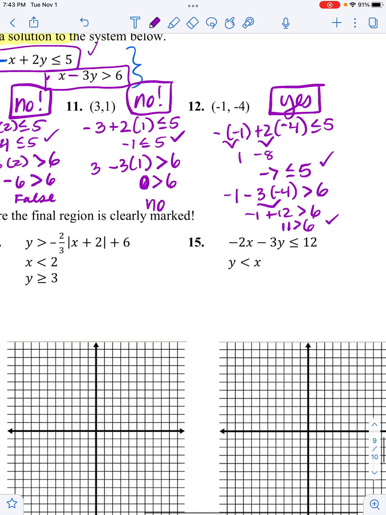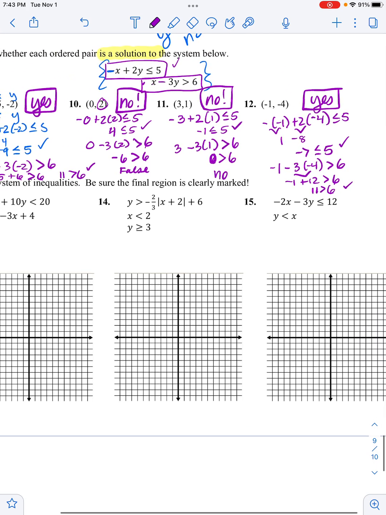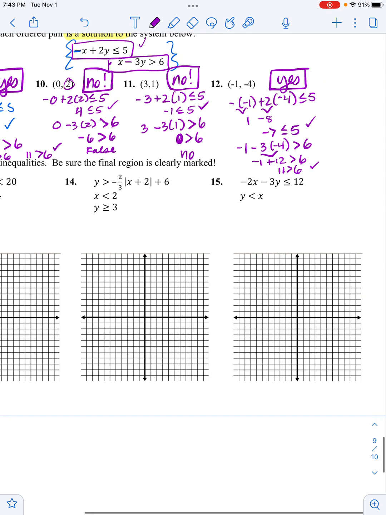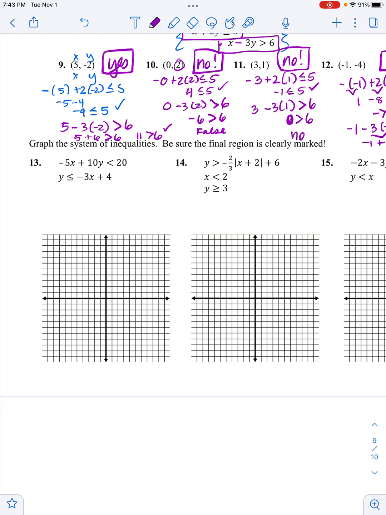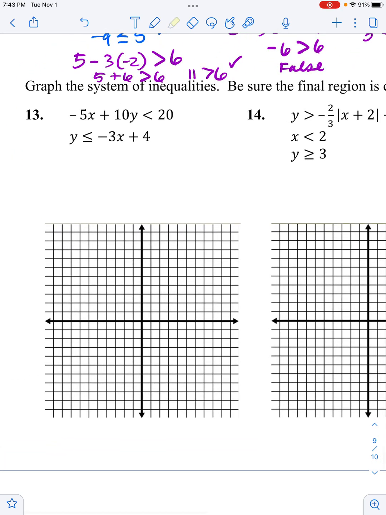So there's going to be a couple on the test where you have to do that. You have to plug them in and see if it works. Okay, so when you're doing the inequalities, that's when you're going to do the shading. You've got less thans, greater thans, and all that business. So let's hop to it.